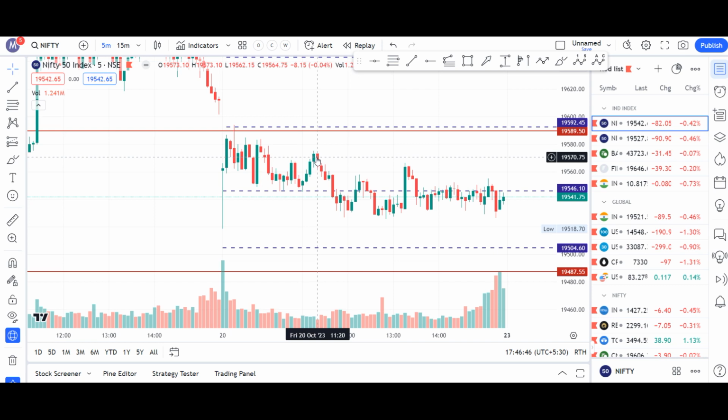So this is the basics of how we use these levels. The important levels you have to consider are these red lines, and the blue dotted lines are that day's support and resistance, where you get small scalping trades here and there. This is how you can trade on these levels on an intraday basis.